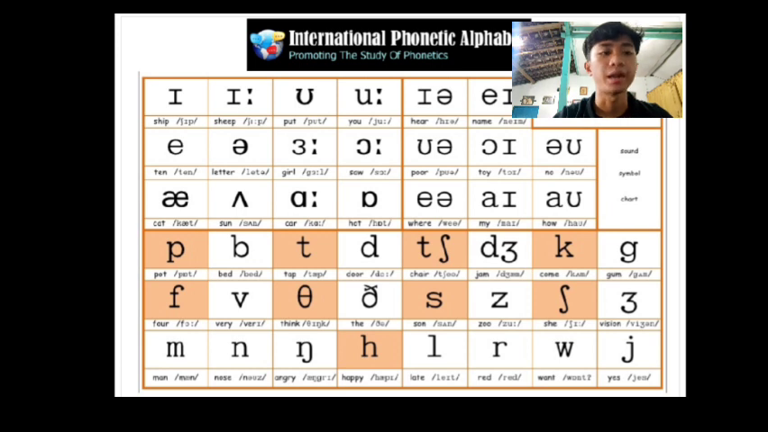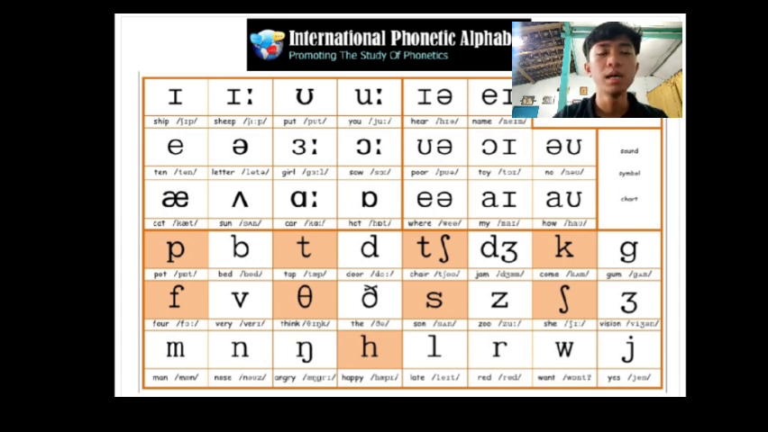Next, N sound, for example, nose. Next, ng sound, for example, angry. Next, H sound, for example, happy. Next, L sound, for example, late. Next, R sound, for example, red.